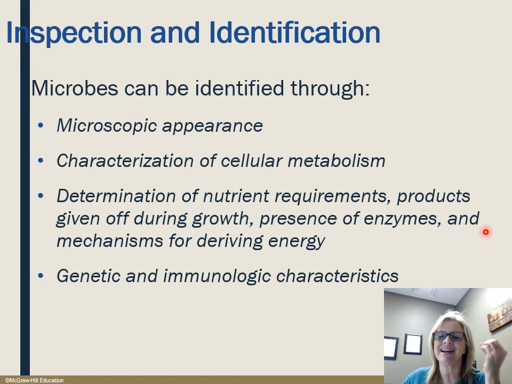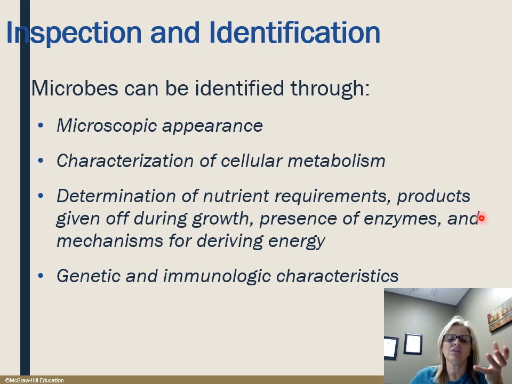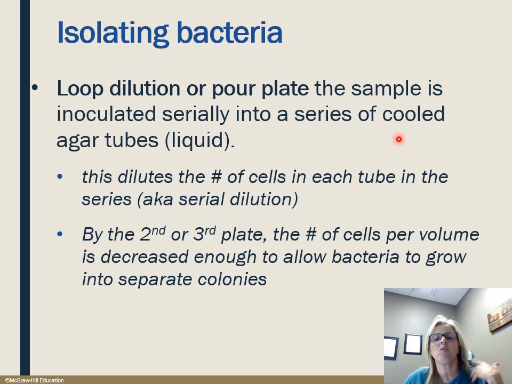So the inspection and identification point, microbes can be identified by looking at their appearance, by characterizing their cellular metabolism. What things do they break down? What things do they not break down? By looking at their nutrient requirements, products given off during growth, do they have certain enzymes, and different genetic or immunologic characteristics. And so we also have what we call a serial dilution.